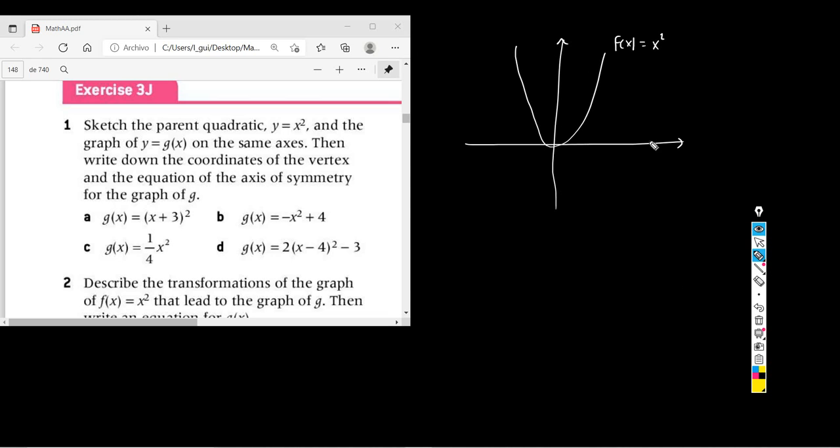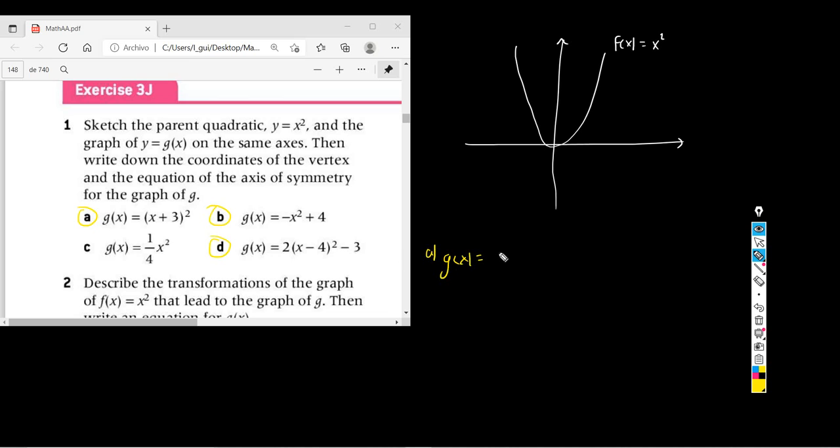This is my set of axes. This is the graph of the parent quadratic, which is the function x squared. There you go. And obviously its vertex is at (0, 0). Then let's go through. I'm going to do this one, and this one for you.